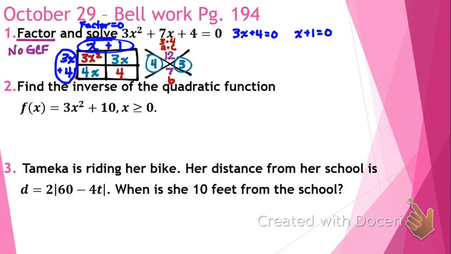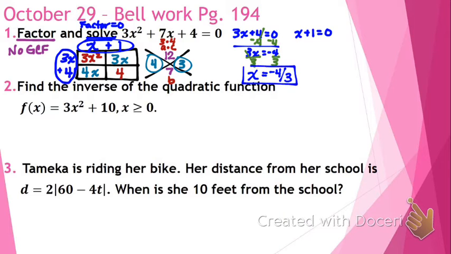Okay, we've got 2 equations to solve from here. 3x plus 4 equals 0. What do I do first? Yep, minus 4 from each side. So I get 3x equals negative 4. Divide 3 on each side. So one of my solutions, one of my x-intercepts is what? Negative 4 over 3.